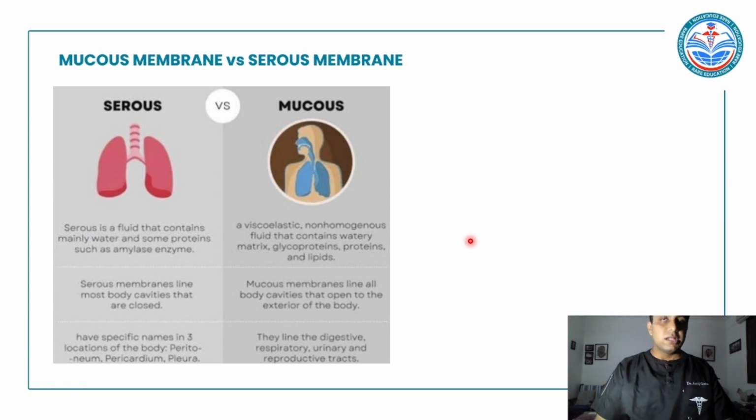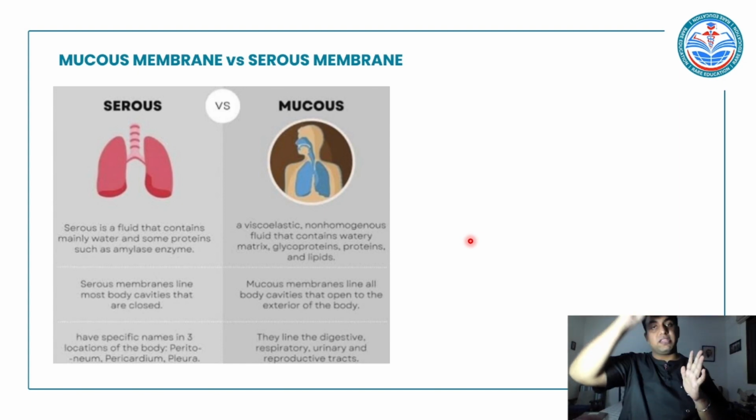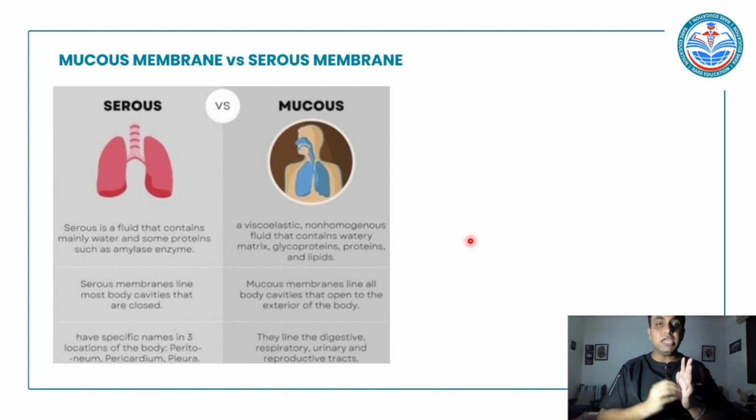Now, there are two types of membrane, mucus and serous. Now, just a trick to remember, always and always remember that the mucus system is going to cover the body systems of yours that are in contact with the exterior environment. Basically, your digestive system, your respiratory system, your urinary system, and your reproductive system. So these four systems are lined by a mucous membrane, which keeps on producing mucus.